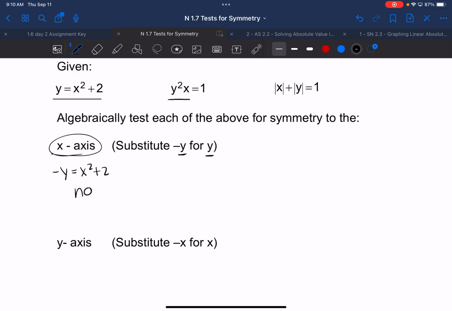Let's try it in this second equation here. So this second equation was y squared times x equals 1. I'm going to plug in a negative y in place of y. So I'll have negative y squared times x equals 1.